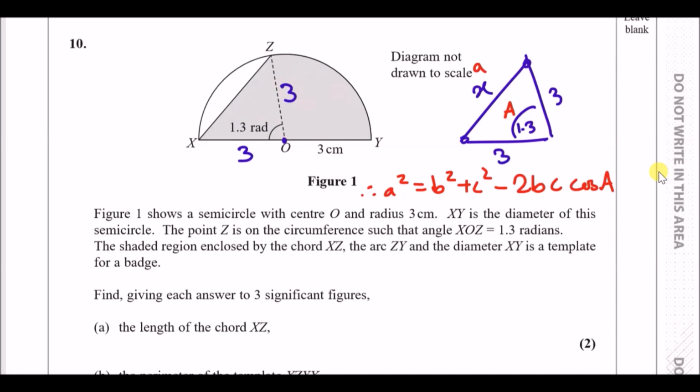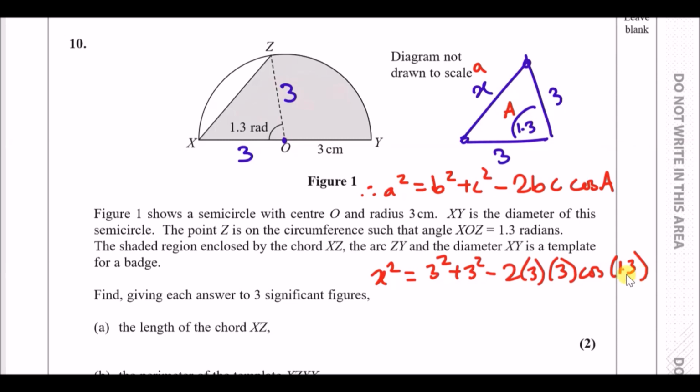So let's go ahead and update this formula. Replacing little a with x, we've got x squared equals 3 squared plus 3 squared minus 2 times 3 times 3 times cos 1.3. Now notice how all of this nicely equals x squared. So all we do now is literally smash this in the calculator. Now before you do that, make sure your calculator is set in radian mode, not degree mode, yeah? Otherwise your answer will look kind of messed up.